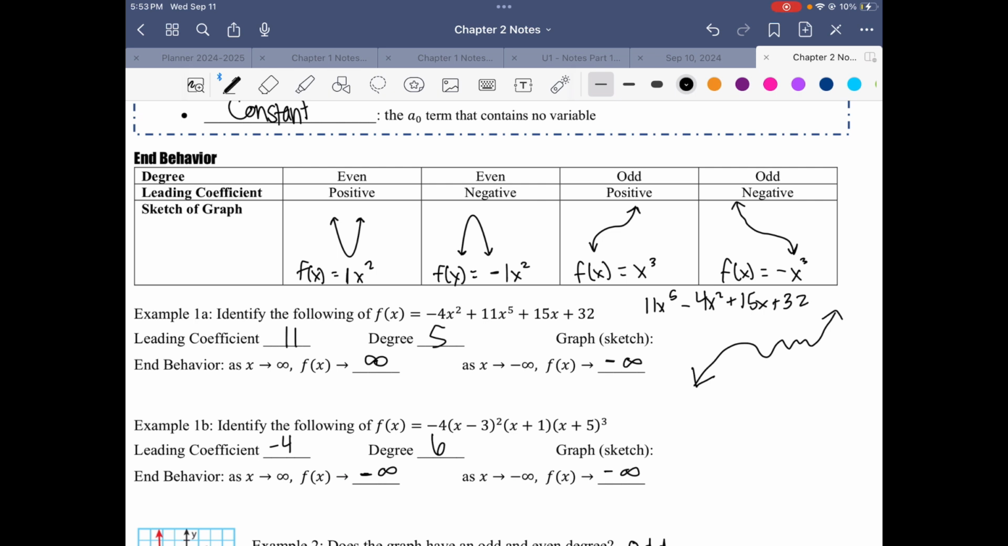And again, I don't really know what the middle part of my graph looks like. I don't know, maybe it gets a little wonky. I really don't know, but they both head downward.